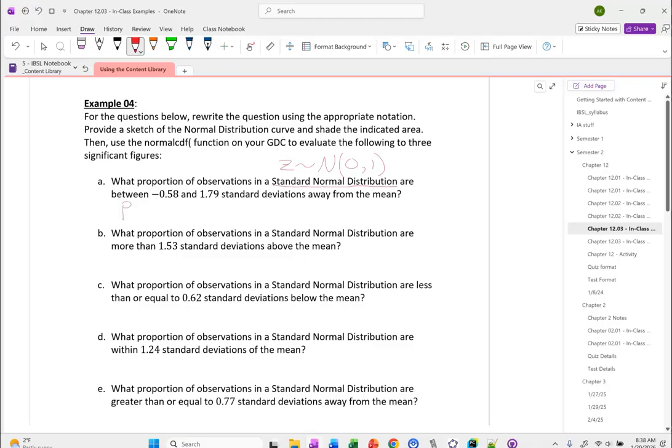Then what you'd want to do is write this as a probability statement. So you want the probability that z is between negative 0.58 and positive 1.79. Is everybody okay there? And now we're going to go to our calculator.